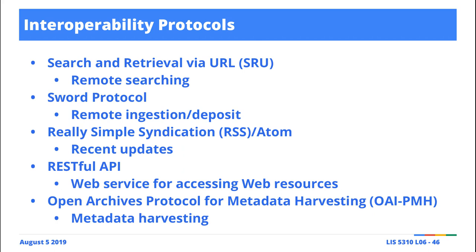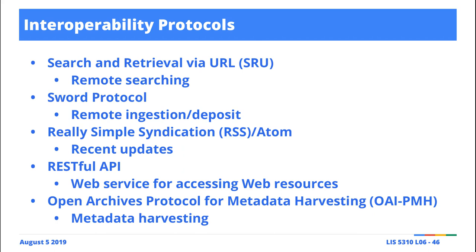So some example protocols that you typically have integrated with institutional repositories or digital libraries are things like search and retrieval via URL, or the SRU protocol. What this does is it facilitates remote searching. So instead of you logging on to the DSpace instance to issue a search query, you can do that remotely, right, using this protocol. The beauty with this is you can do your searching using a third-party application and still get the same results you would get if you did your searching from within the repository.